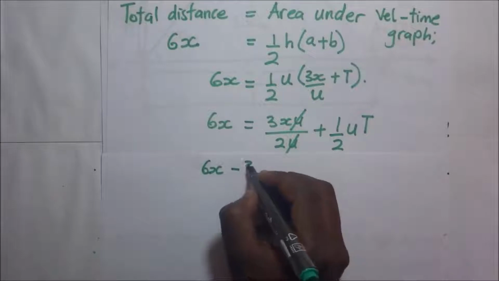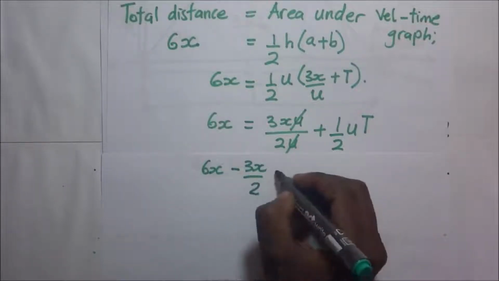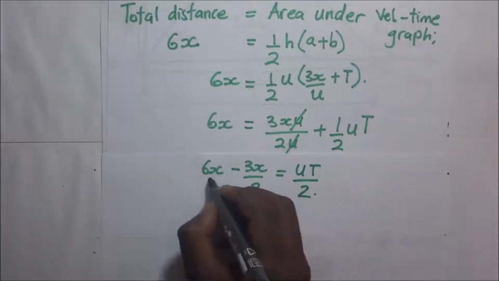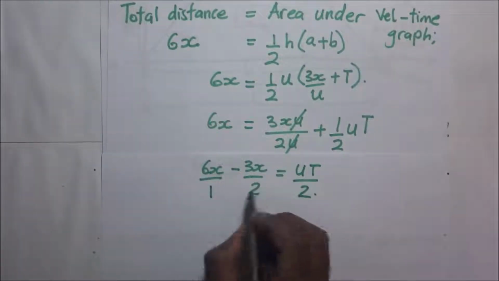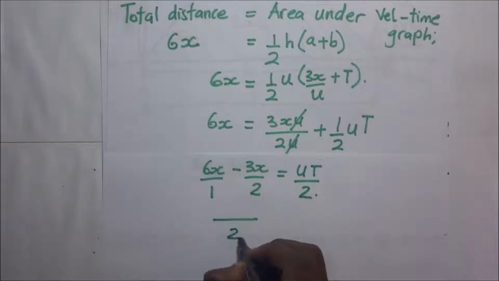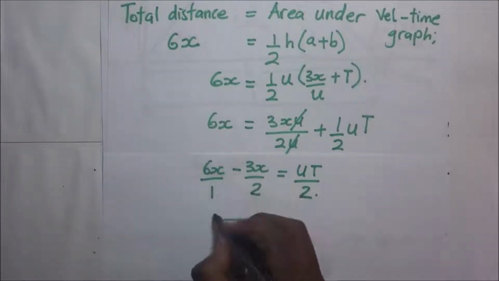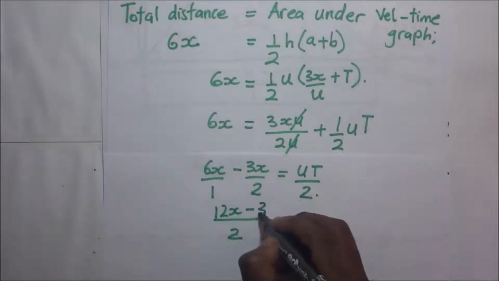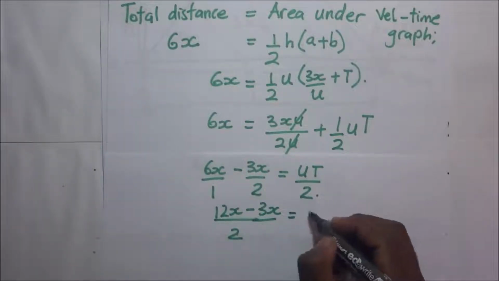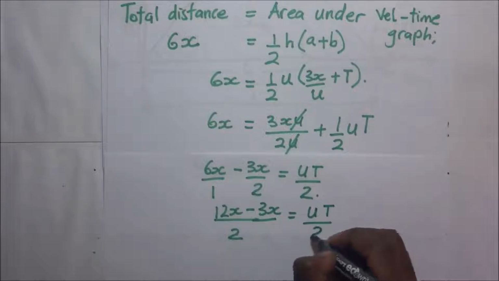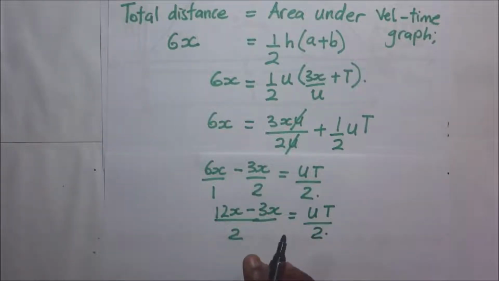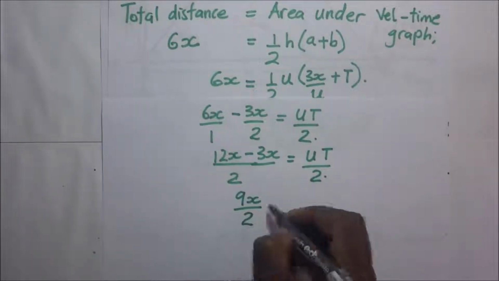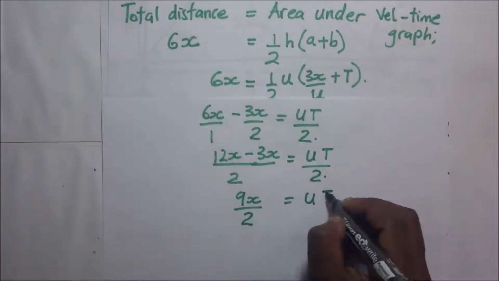It becomes 6x minus 3x over 2 is going to give us ut over 2. Divide that by 1. LCM here is 2. 2 divided by 1 is 2. 2 times 6x is 12x. Minus 2 divided by 2 is 1. 1 times 3 is 3x. Is going to give us ut over 2. 12 minus 3 is going to give us 9x over 2, which is going to be equal to u capital T over 2.